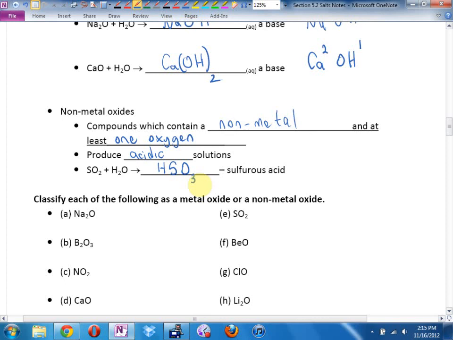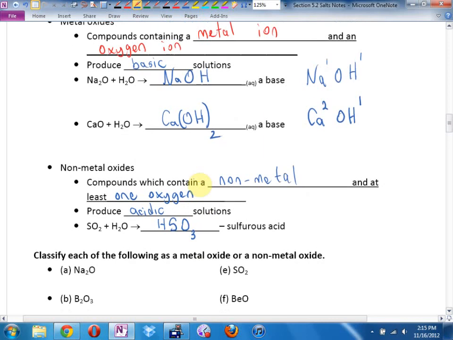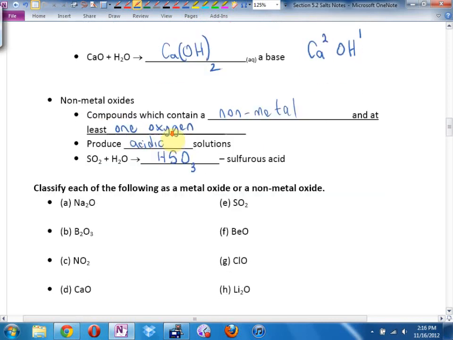Is this balanced? Oh, did I balance these other ones? I think I forgot to balance these ones. Let me see. 1 Ca, 1 Ca, 1, 2. Oh, no, those are balanced.